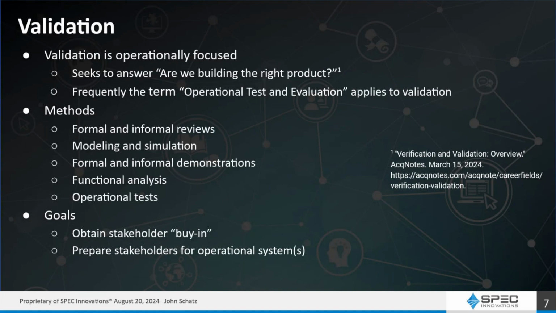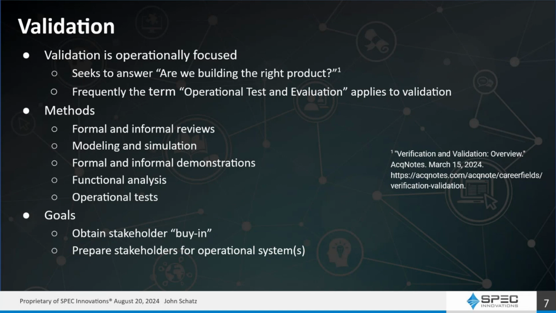So validation, on the other hand, focuses on, are we building the right product? So once again, verification was, are we building the product right? Validation is, are we building the right product? And this will typically be in sync with operational test and evaluation. The key here is that you want to be able to obtain stakeholder buy-in. You want the end users to accept the system for what you intended it to be used for, and you want them to be prepared to take that system on and move it into operation.